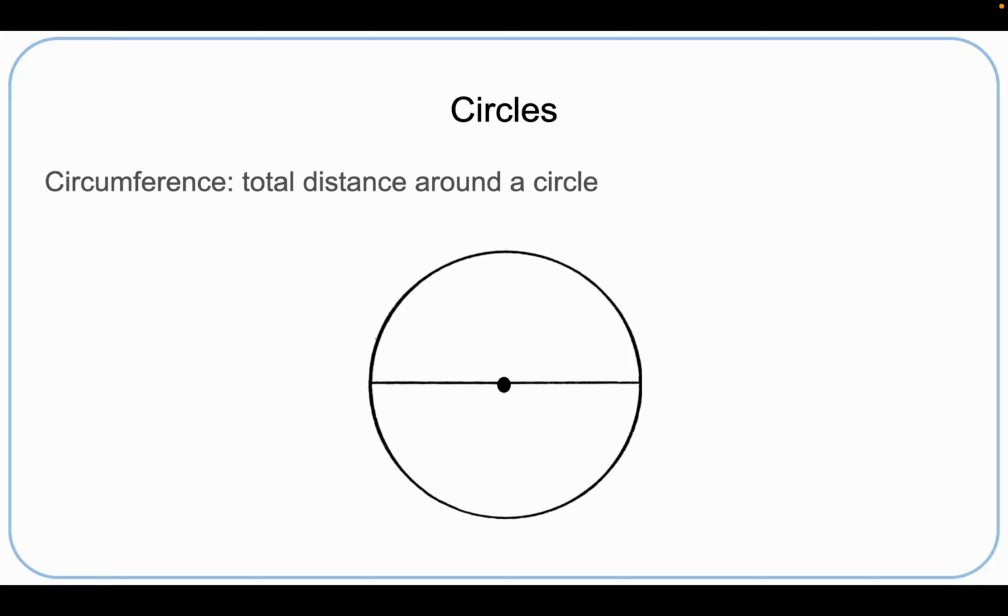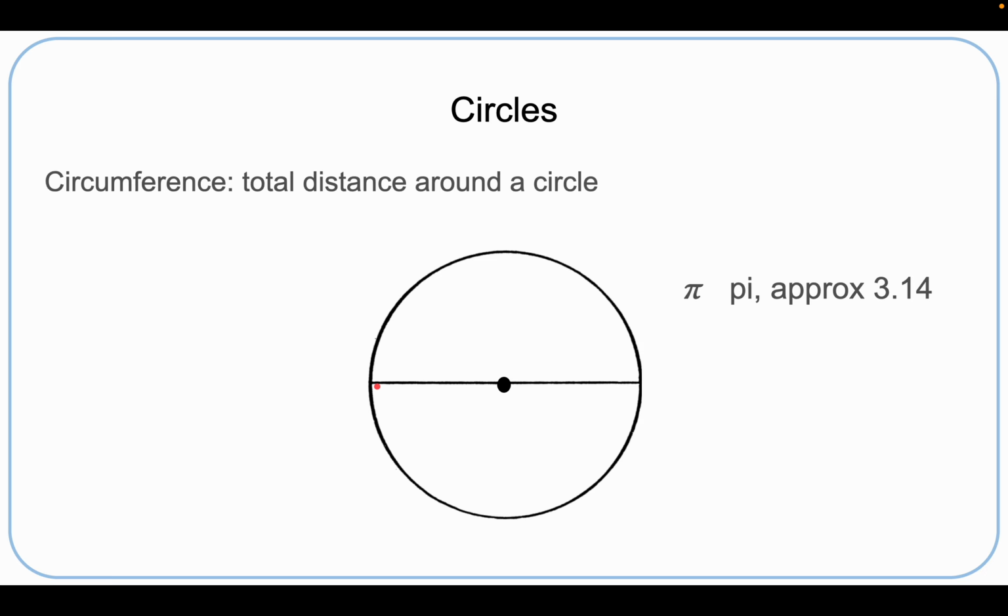And lastly, the circumference is the total distance around a circle. So like the perimeter of the circle, all the way around. And the circumference of a circle, no matter how big or small it is, is always going to be a little bit more than 3 times the diameter of the circle.